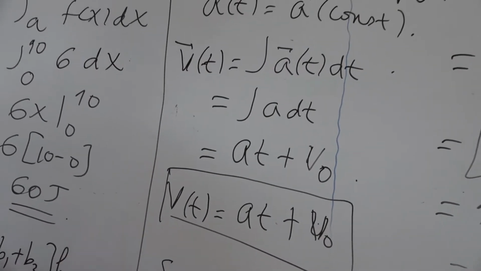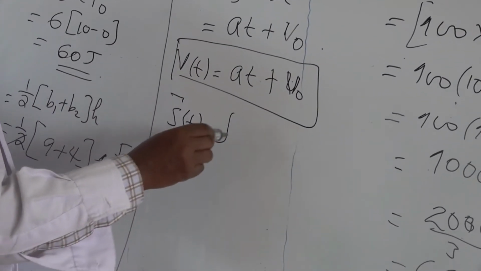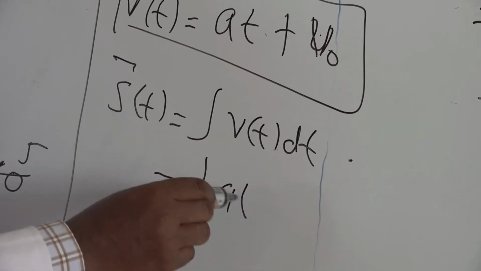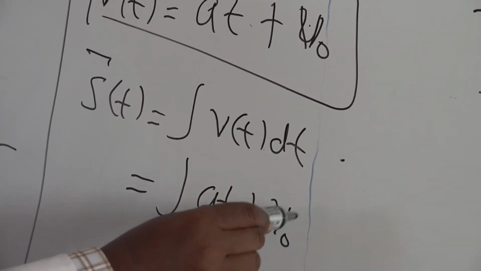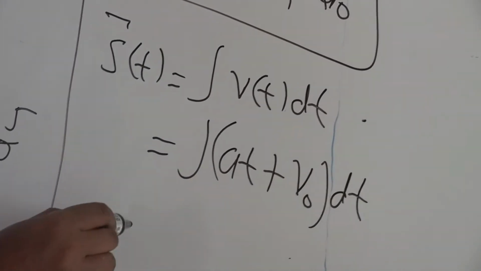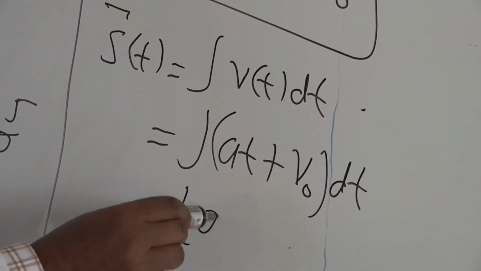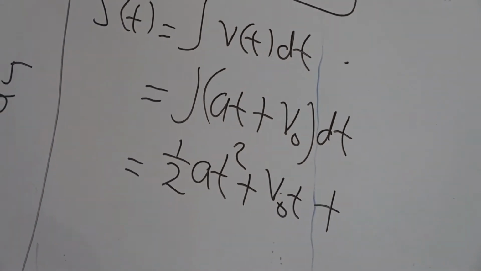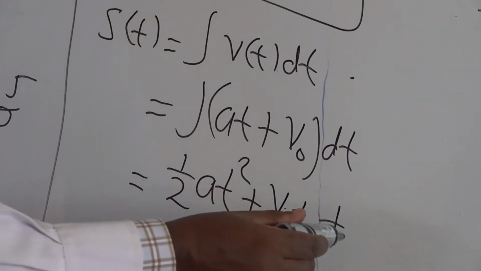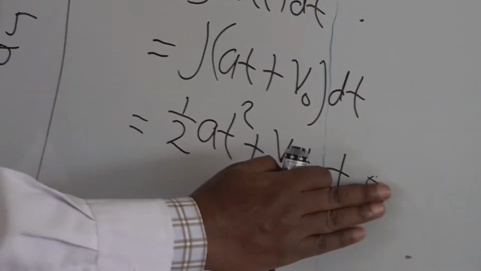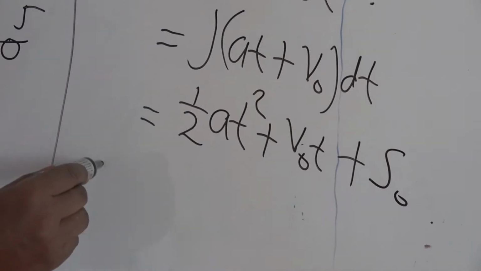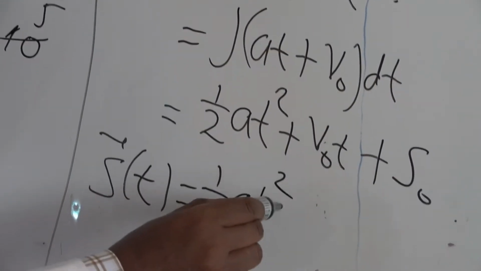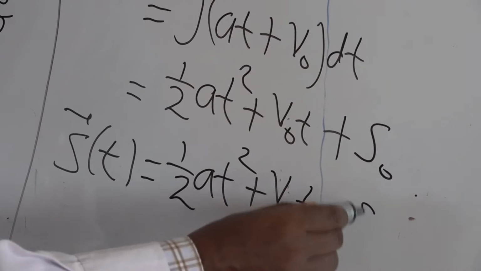And displacement is nothing but the integral of the velocity function. Velocity is at plus v0 dt. Now the integral of this will be half of at squared plus v0 t plus some constant. That constant is the displacement at t equals 0 second. We usually take it as 0, or we can simply say it as S0. So displacement at any time t can be found by this formula. Half at squared plus v0 t plus S0.